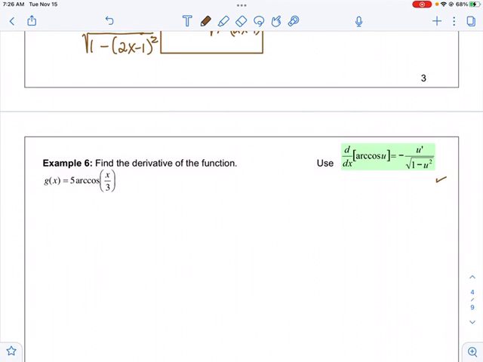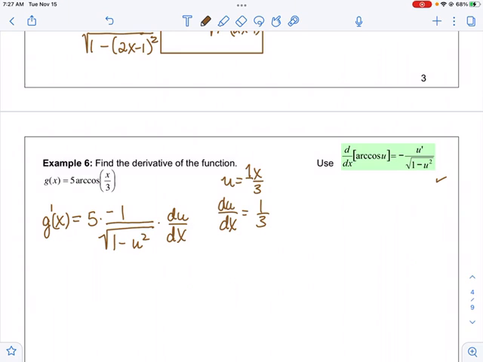Now for the next one, we have arc cosine. Arc cosine is easy to remember because it's just the opposite of arc sine. So we have g prime of x we're looking for, and u is equal to x over 3. Sometimes people use the quotient rule with x over 3, but it's quite easily done because it's a linear x. So du dx in that case is just going to be 1/3. So this is equal to 5 times 1 over negative the square root of 1 minus u squared, times du dx. So g prime of x is equal to negative 5 over the square root of 1 minus x over 3 squared, and then multiply times du dx, which is 1/3.